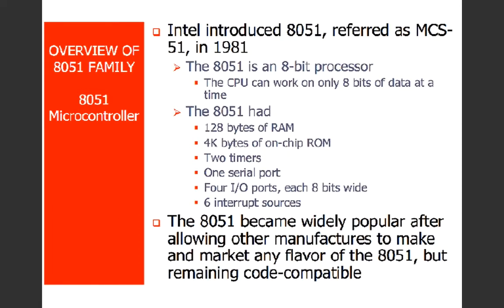Intel introduced the 8051 in 1981, and it was referred to as MCS51. The 8051 is an 8-bit processor. The CPU can work on only 8 bits of data at a time. The 8051 had 128 bytes of RAM, 4 kilobytes of on-chip ROM, 2 timers, 1 serial port, 4 I/O ports, each 8 bits wide, and 6 interrupt sources.